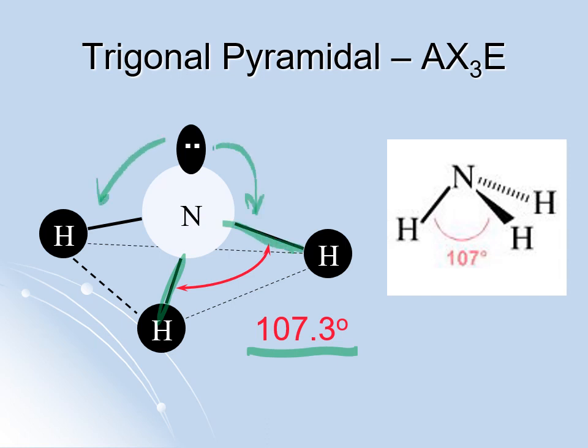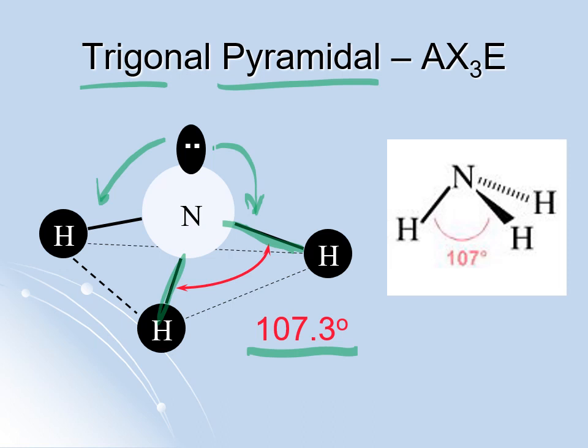So it's not 120 like it was with trigonal planar. It's also not on a single plane because they're being pushed downward. So think of this as kind of like a 3-sided pyramid. So trigonal pyramidal should stick in your head, and 107 happens to be the angle there.